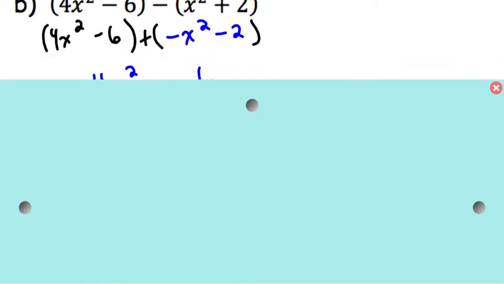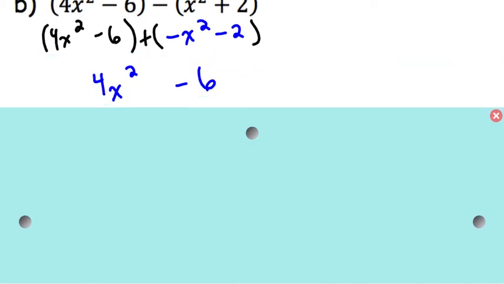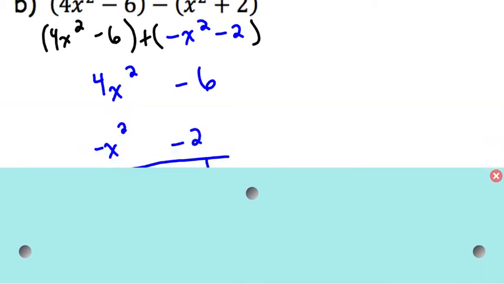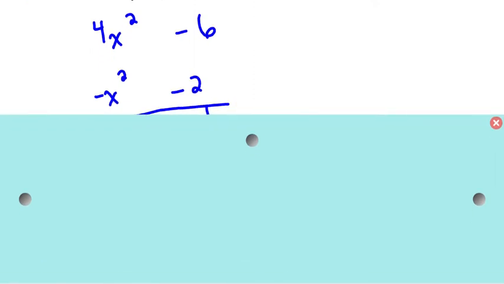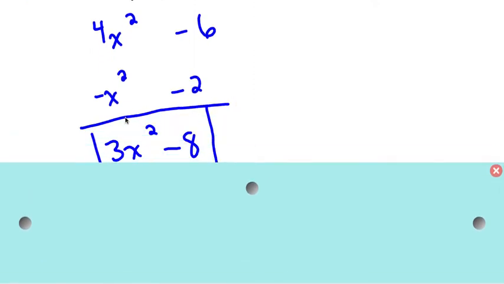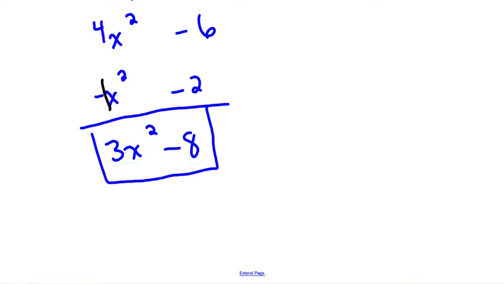So I made my columns: 4x squared, minus 6. And then I had the negative x squared, minus 2. And then I remembered that this is a minus 1, so 4 minus 1 is 3. Negative 6 minus 2 is a negative 8. A common mistake I see there is people say negative 6 minus 2 is a negative 4. That's not what we get there. Negative 6 minus 2 is a negative 8. Okay, so 3x squared minus 8 is what you get on that one.